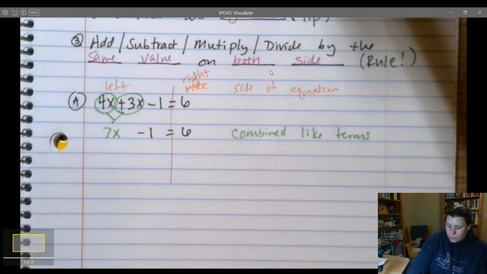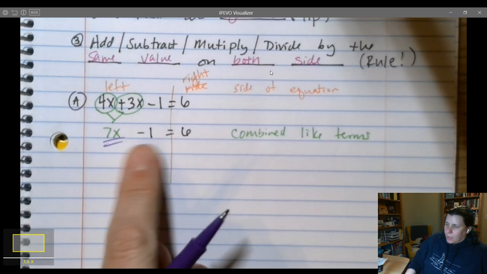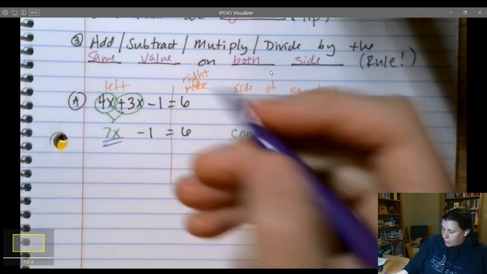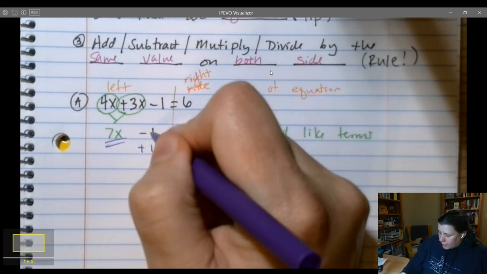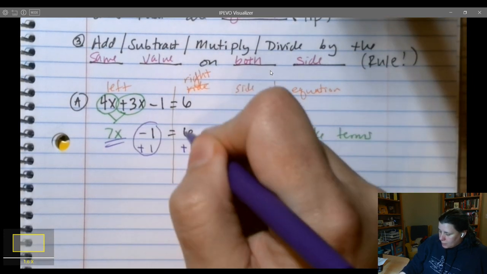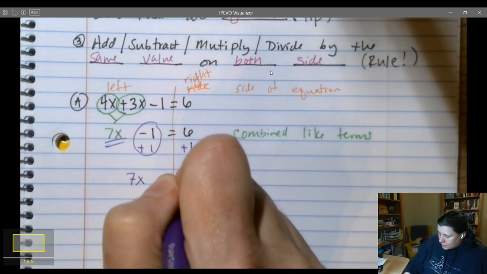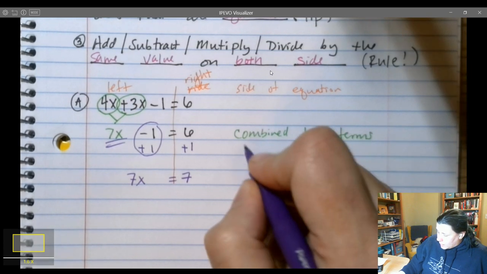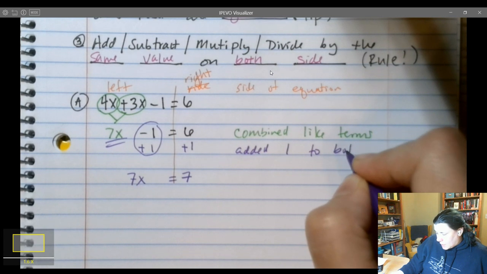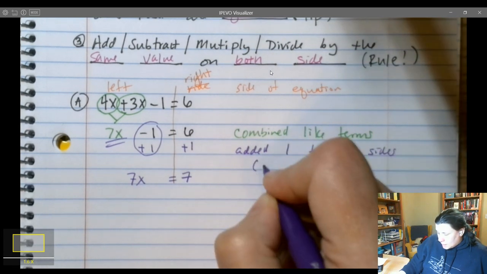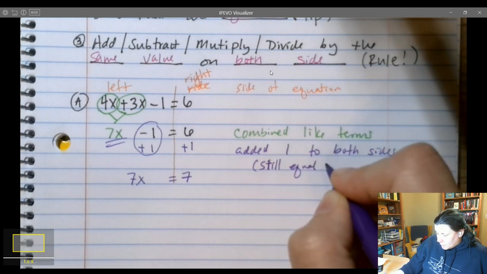The next thing I want to do, I want to get this x term by itself, but I don't have it by itself. I've got one less than the 7x. So what I can do now is I can add 1 to both sides. And so I get negative 1 plus 1, that's just 0. 6 plus 1 is 7. So I have 7x equals 7. And what I did there was I added 1 to both sides. It's still equal, or still in balance.